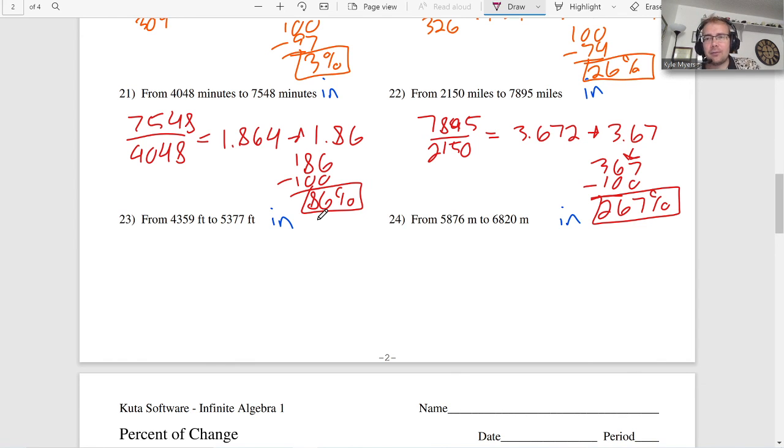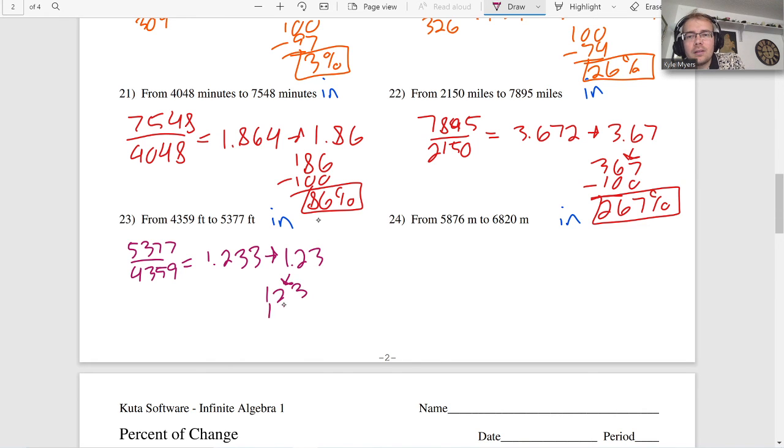Okay? 5377 divided by 4359. Right, so 5377, 4359. That turns into 1.23, and oh, I need another one, 3. 1.233, which turns into 1.23, which turns into 123, and then I subtract from 100, and I get 23.